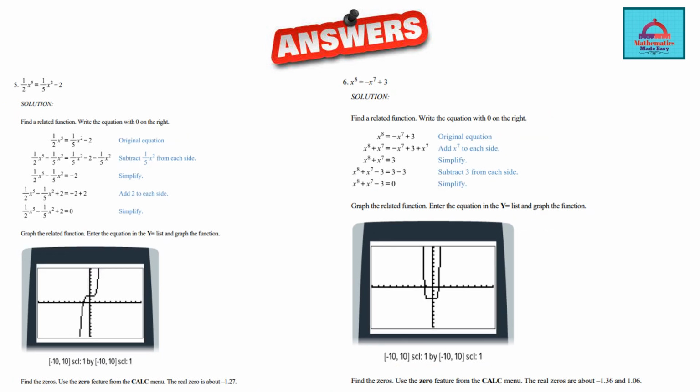Last but not least, you have questions 5 and 6 to be done on your calculator. You follow the same method, find the related function. It comes out to be this one. You put the instructions on your calculator and graph the function. These instructions will help you to get the function in this way. So the zero for this one is on the negative 1.27 side, using the zero feature from the calc menu. For this question, there are two zeros, one negative, one positive. So you can get it from the graphing calculator very easily following the instructions.